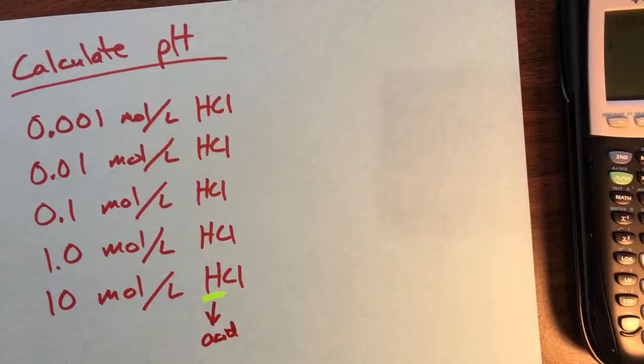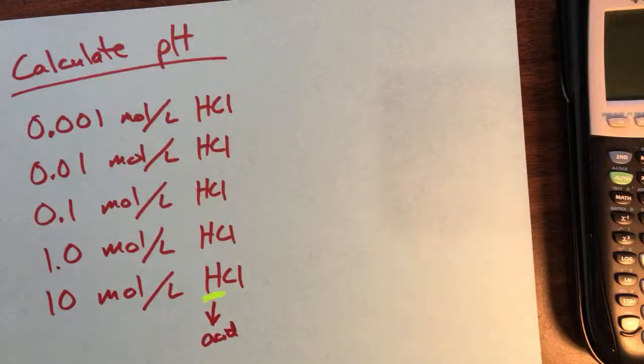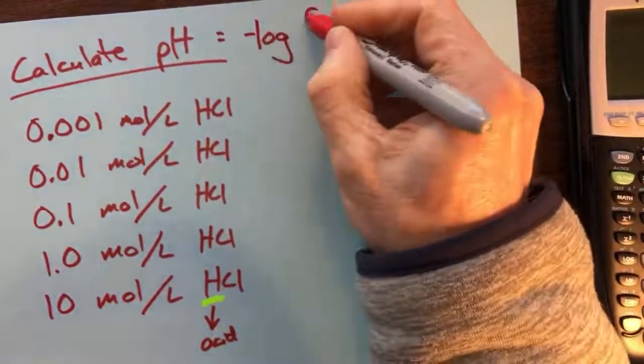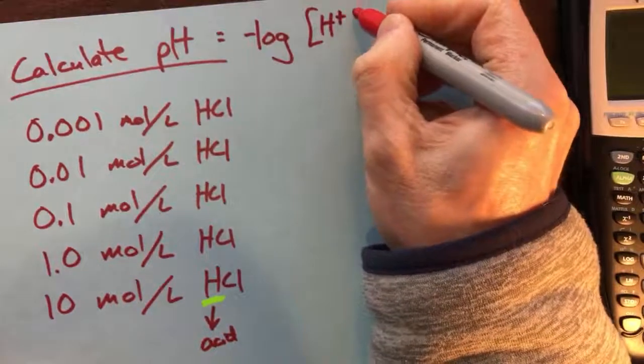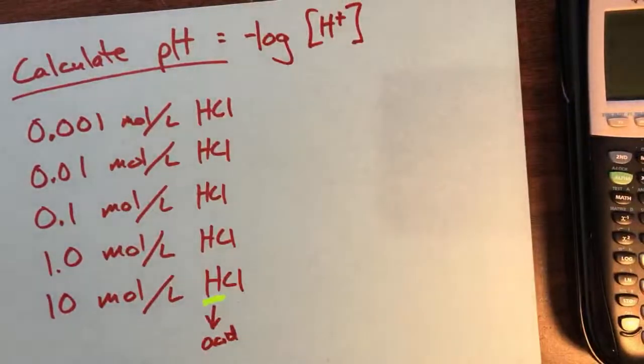So we're going to calculate the pH of acids first, then we'll go ahead and calculate the pH of bases later. So when you're calculating the pH of an acid, we're going to use this equation, pH equals negative log of the H plus molarity. The H plus molarity is going to be the same as the acid molarity.